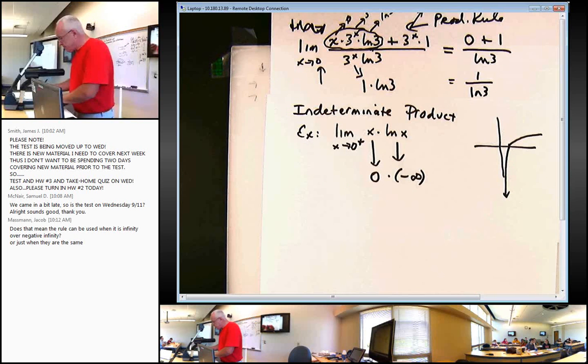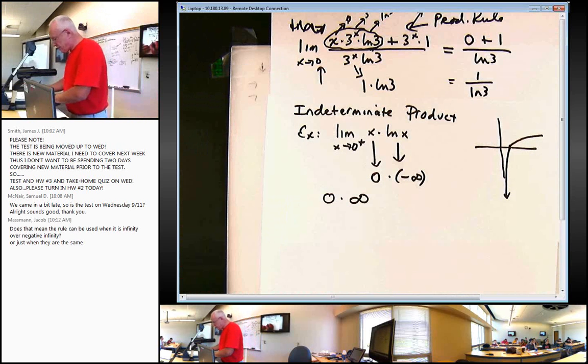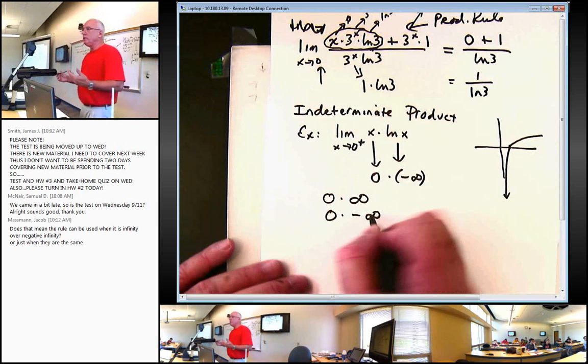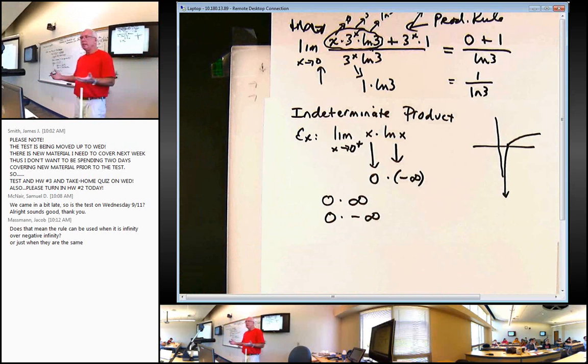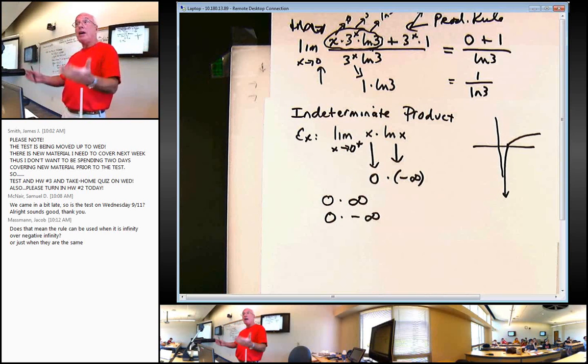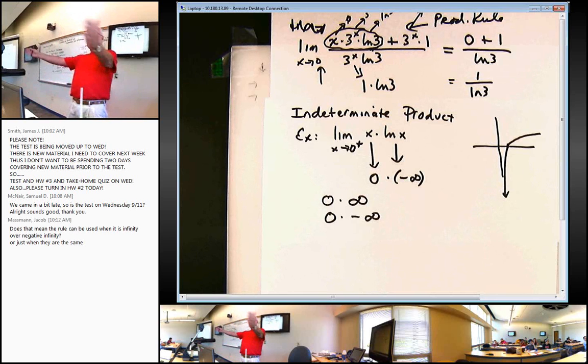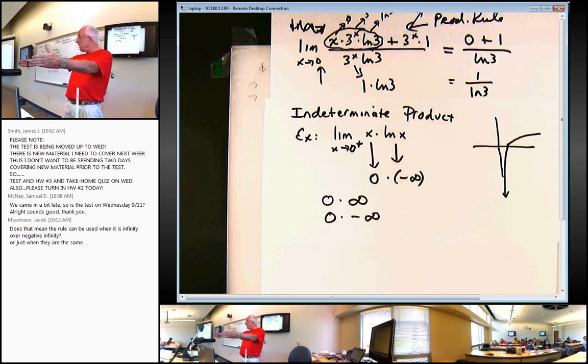So here we have something like 0 times infinity, or 0 times negative infinity. Well, what in the world is 0 times negative infinity going to be equal to? The question is, is the 0 going to win out? Is the infinity going to win out? By winning out, I mean, is the limit going to be infinity? Is the limit going to be 0, meaning the 0 wins the battle? Or is it going to be some finite number in between? It can work out any of those three ways.